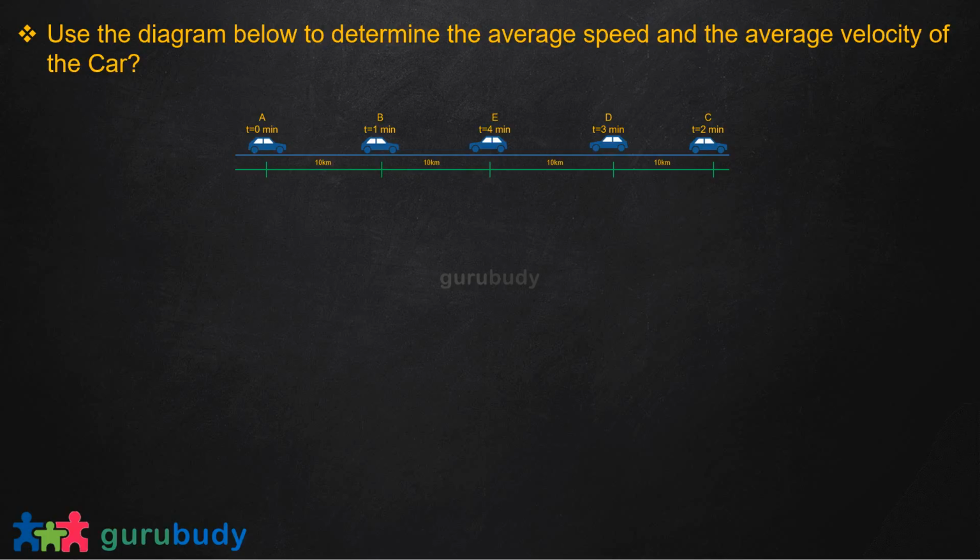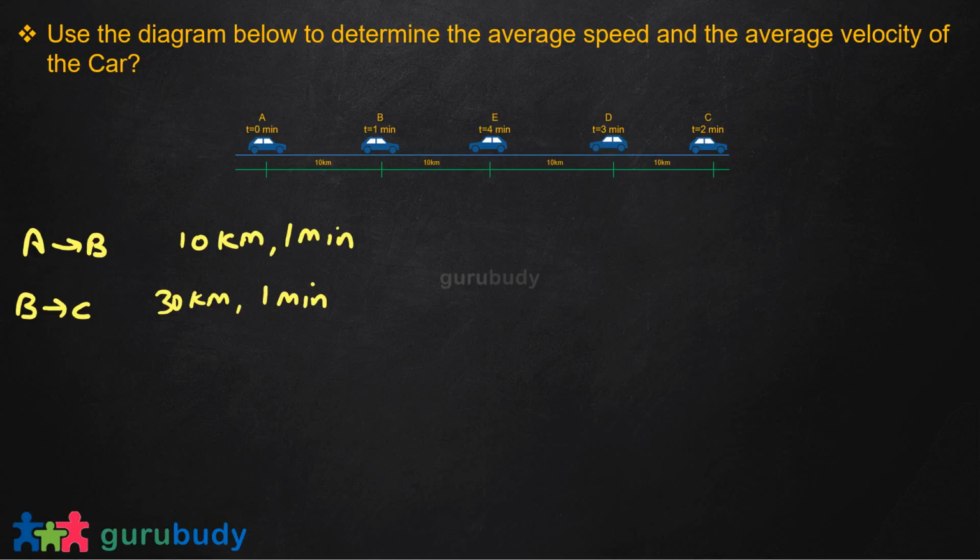For average speed, as we know, we need to calculate total distance, right? As the car is moving from A to B, the car has covered about 10 kilometers, and it took about 1 minute, right? Then the car goes from B to C, and in that the car traveled almost 30 kilometers and it took 1 minute. So the car really sped up in this one, right? And then the car went from C to D, again traveled 10 kilometers in 1 minute, right? And then the last one is the car went from D to E, and in this it traveled 10 kilometers in 1 minute. Okay, so the question is to calculate average speed.